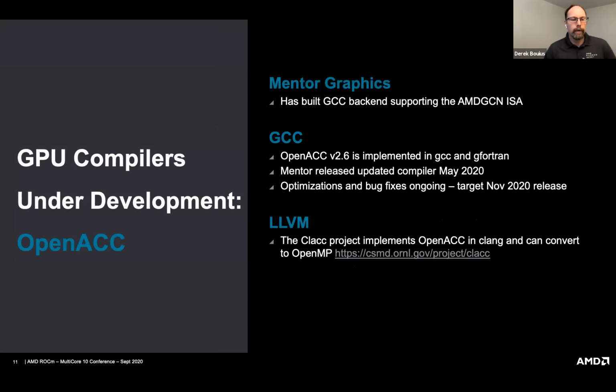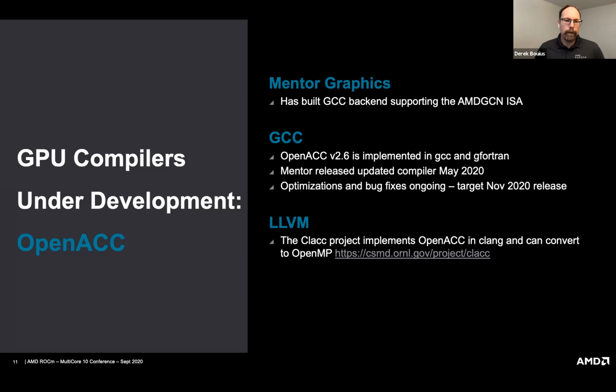And then OpenACC is another common offload model for GPUs. We've done a lot of work with Mentor. They have built the back end of GCC to support the AMD ISA. So our interface to the hardware, we published that. They've implemented that and upstreamed a lot of the work. In May, they released their compiler that's built on that implementation, and it supports OpenACC version 2.6. And then there'll be a new release coming out again in November.